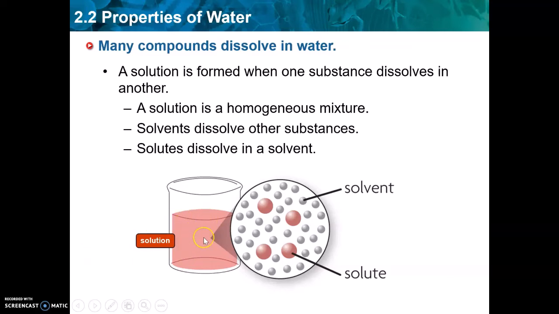So if we have a solution in this beaker of sugar water, what that means is the components of the solution would be a solvent, which in this example would be water. The water is the liquid that does the dissolving, and the solute would be the molecules of sugar. Those are the things that are being dissolved. So make sure you're not confusing the terms solvent, solute, or solution.